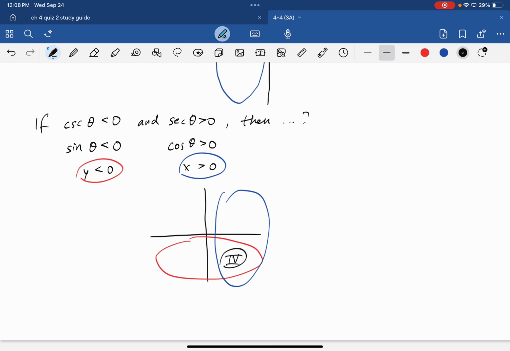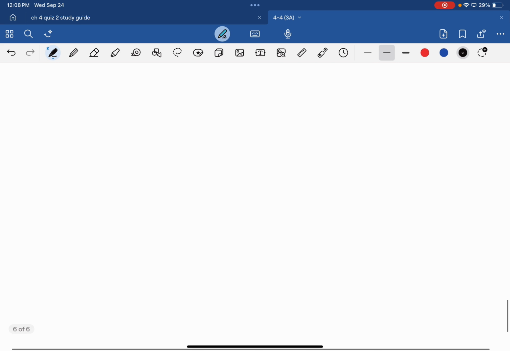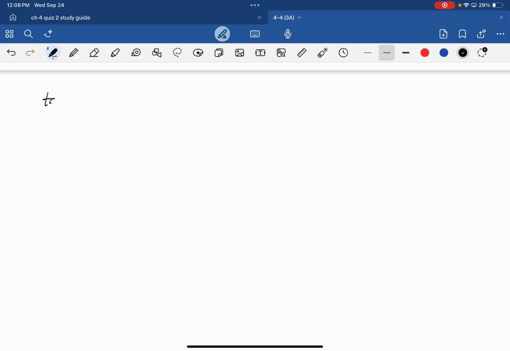Okay, tangent is a little more tricky, right? Let's say tangent theta is greater than 0 and sine theta is less than 0. Which quadrant would it be in? Third, fourth. Looks like your strategy doesn't work. 3, that's right.